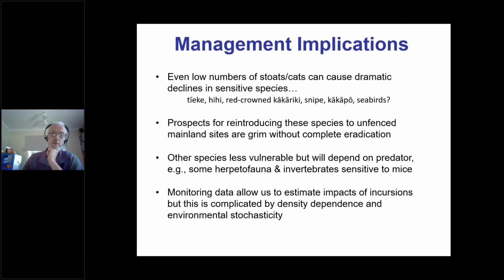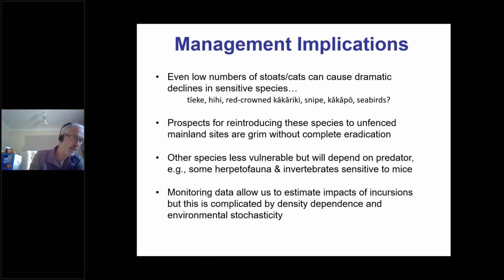Now, if we expand this to looking at other types of native species and other types of predators, then we're going to need to start thinking about responses of things like herpetofauna and invertebrates that might be particularly sensitive to mice. So we might also have difficulties unless mice can actually be totally eradicated, which is, of course, a much bigger problem.